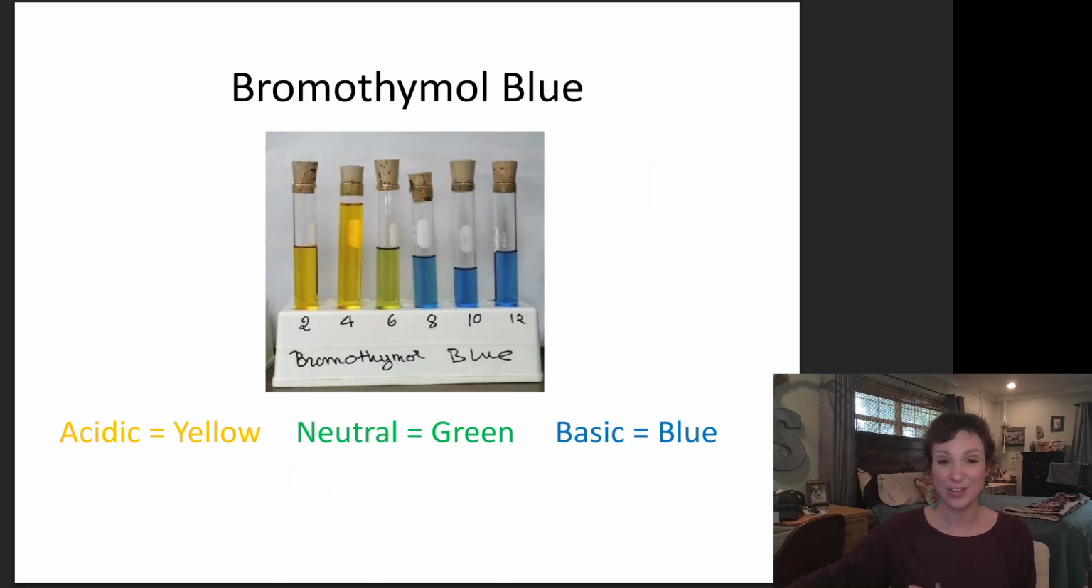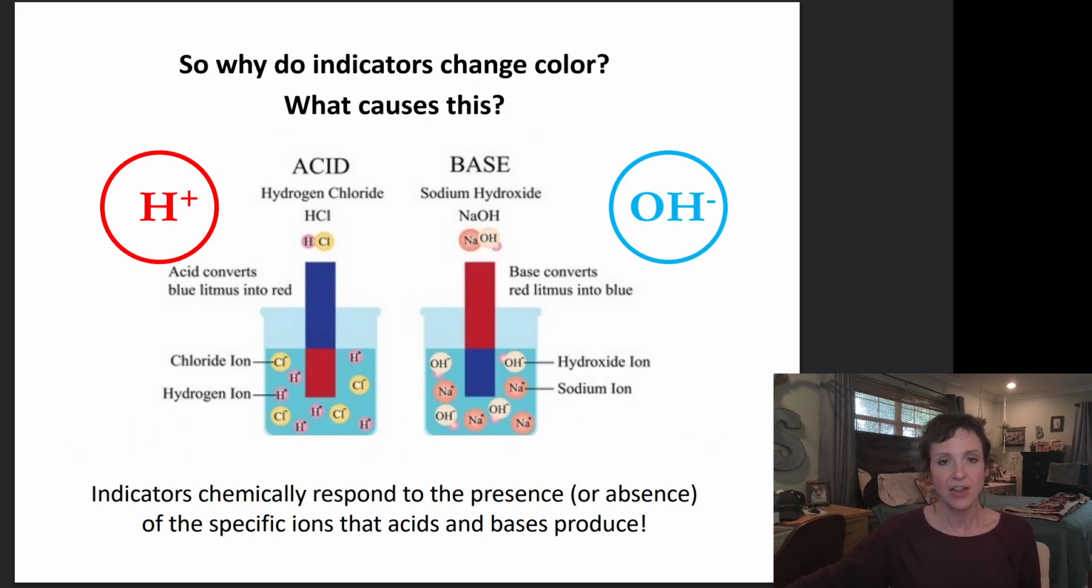And the last one I want you to really know is bromothymol blue. Bromothymol blue goes from acidic being yellow, to neutral green, to basic blue. So you get a color gradient there, which is really fun. Okay, so you're like, oh, the colors, that's so fun.